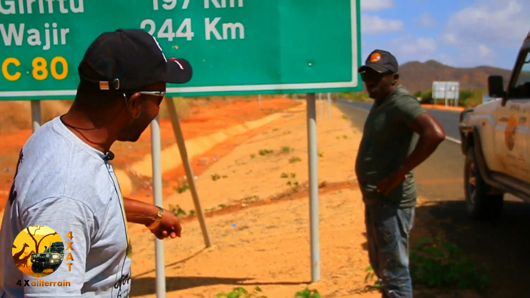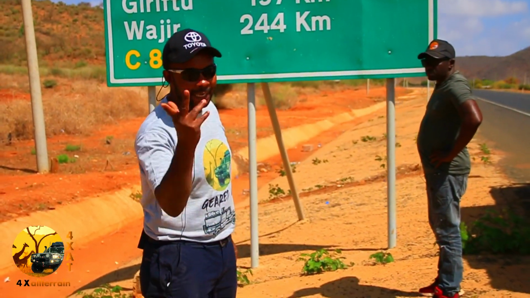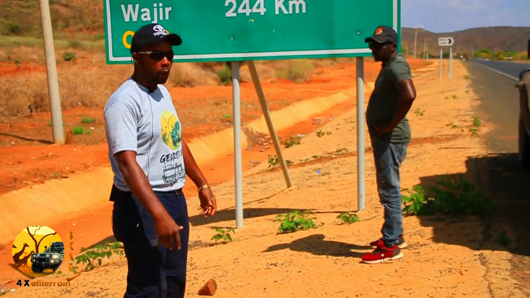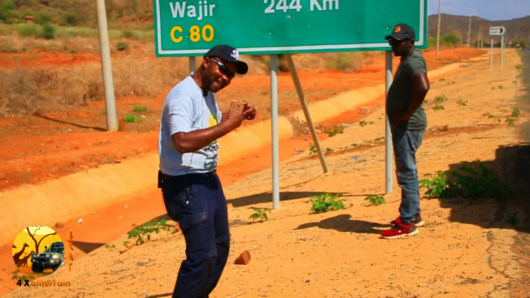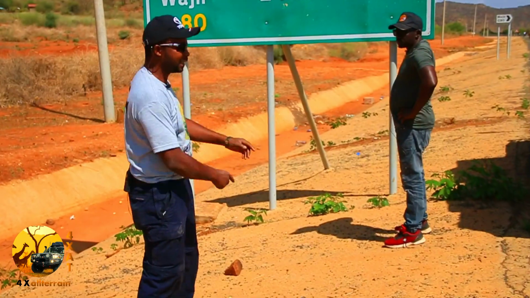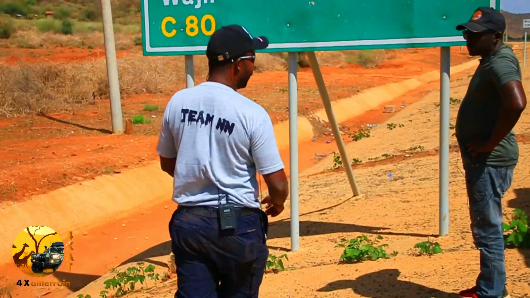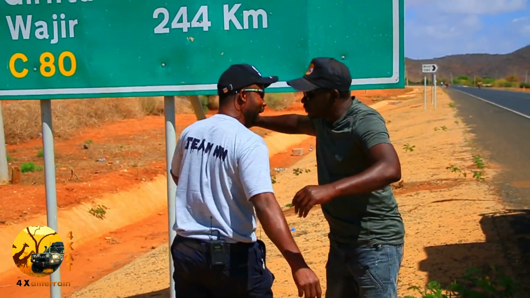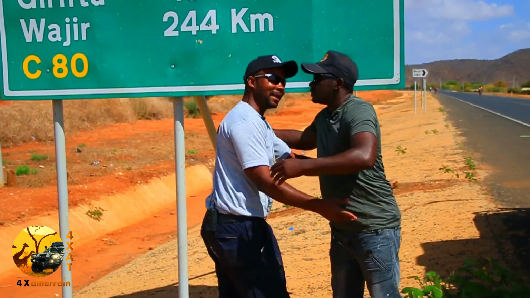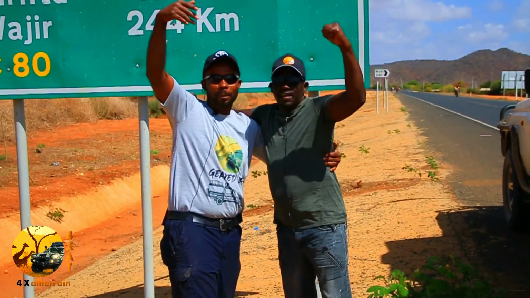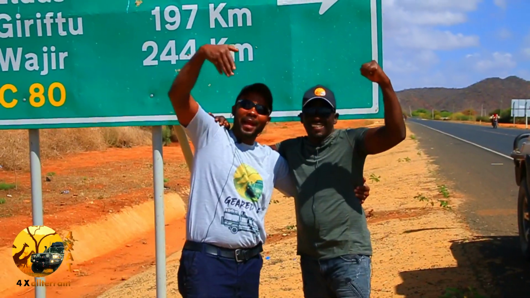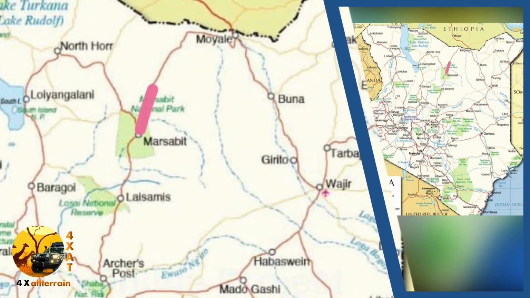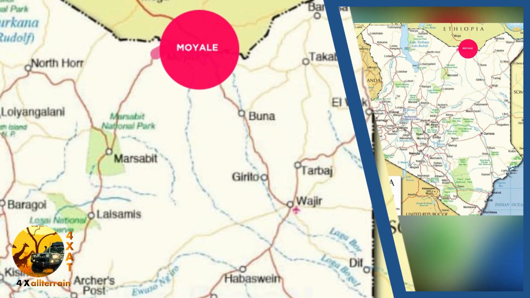But let us hit the border point. As I said, technically it is the town or border of two cities, two towns, two countries, you name it. Here we are, we made it, man. Nail it down, Moyale. Border point at the extreme edge. On top, look at the map, at the extreme edge of northern Kenya. We made it. Why not?